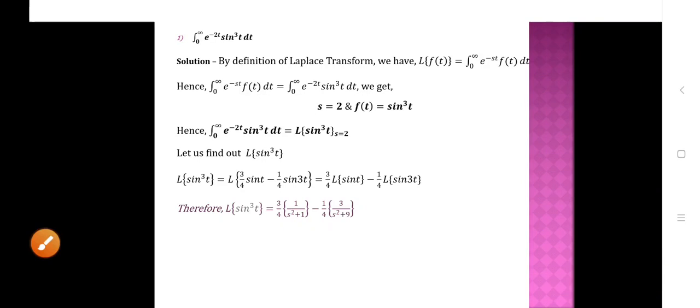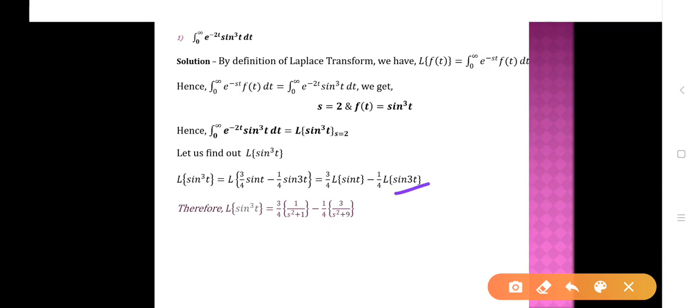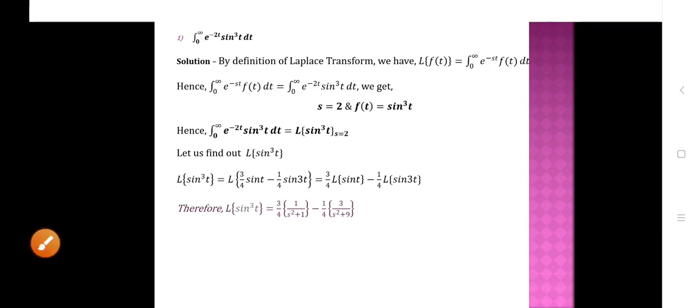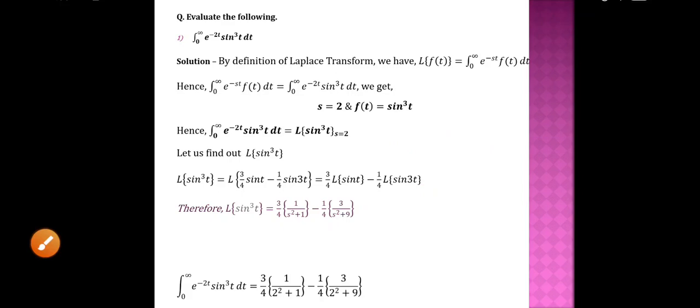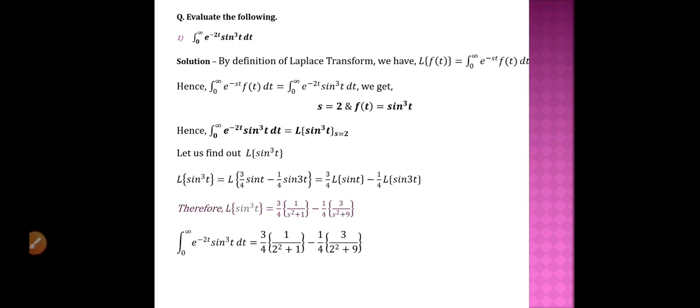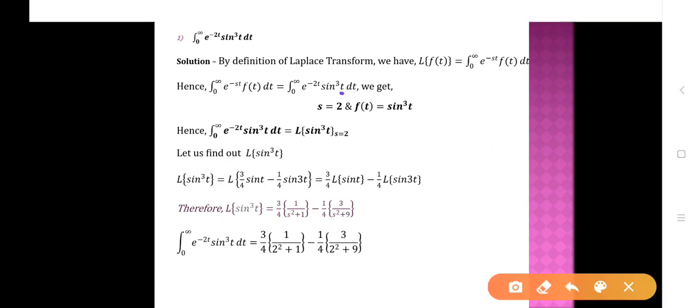And what about the second term? Here a equal to 3. So it becomes a upon s square plus a square, that is 3 upon s square plus 9. Now you have to just write the value of s as 2 in this result.